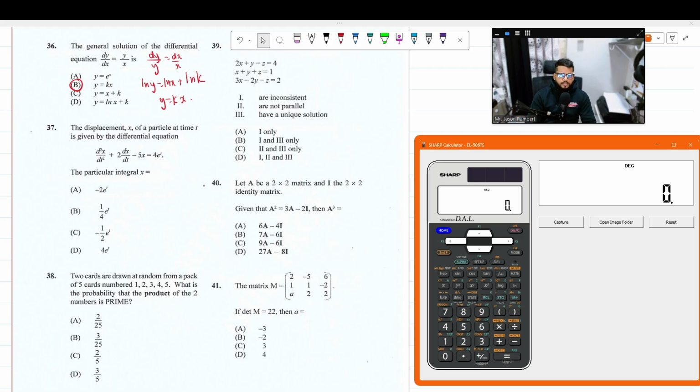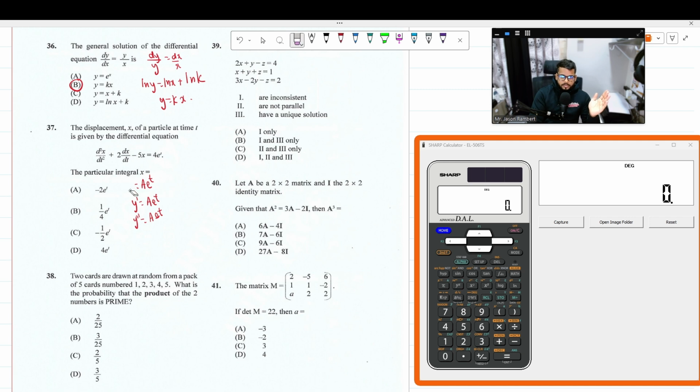I know I don't have a failure case where part of the complementary function is in the particular integral. So the particular integral is going to be a e to the power t. So x is equal to a e to the power t. The first derivative is a e to the t, and the second derivative is a e to the t. Plug them in.